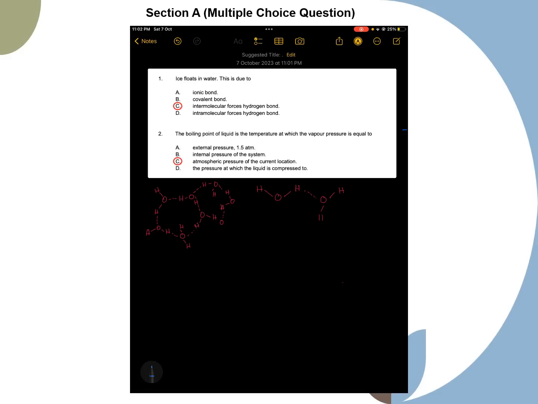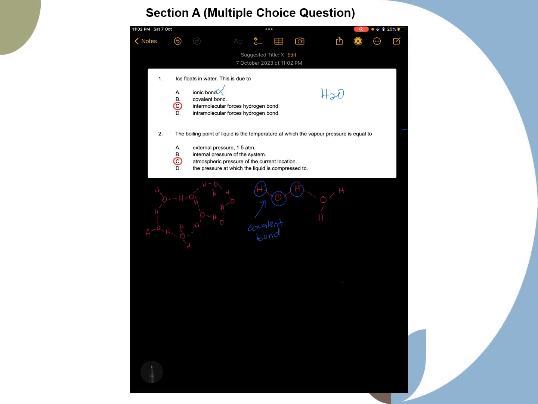Alright, so we know that in water we have H2O molecules. In this H2O, we have 2 hydrogen atoms bonded to 1 oxygen atom. So this is not involving ionic bond. This is what we call a covalent bond because it involves sharing of electrons.